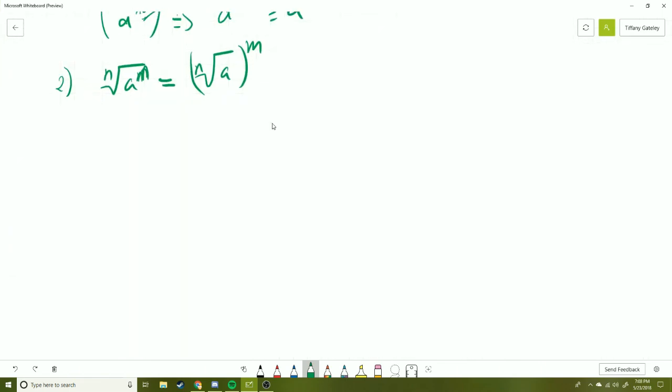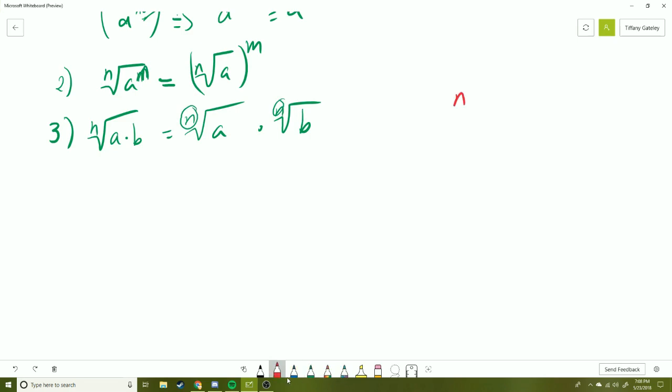Where's my pen? Come on. 3: the nth root of a times the nth root of b equals the nth root of a times b. And this only works if your indexes are the same. So if you had, let's do this in red over here, n root of a times m root of b, you can't combine them. Your indexes have to be the same for this.